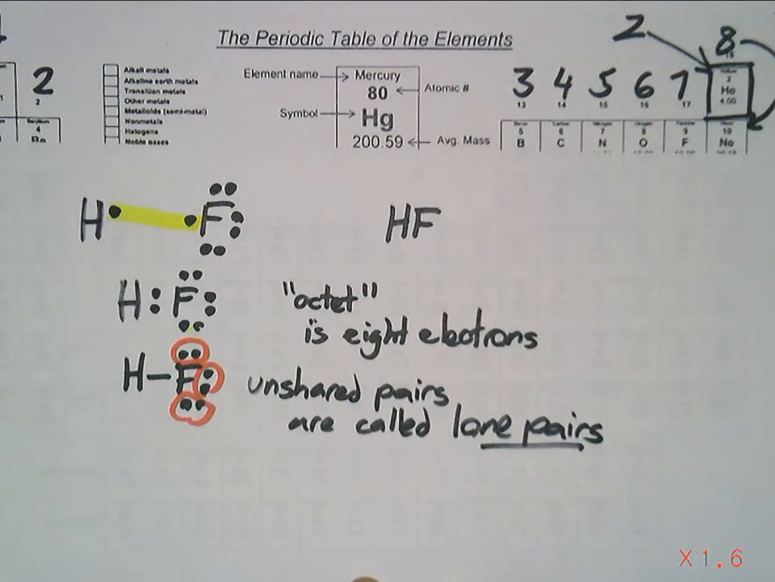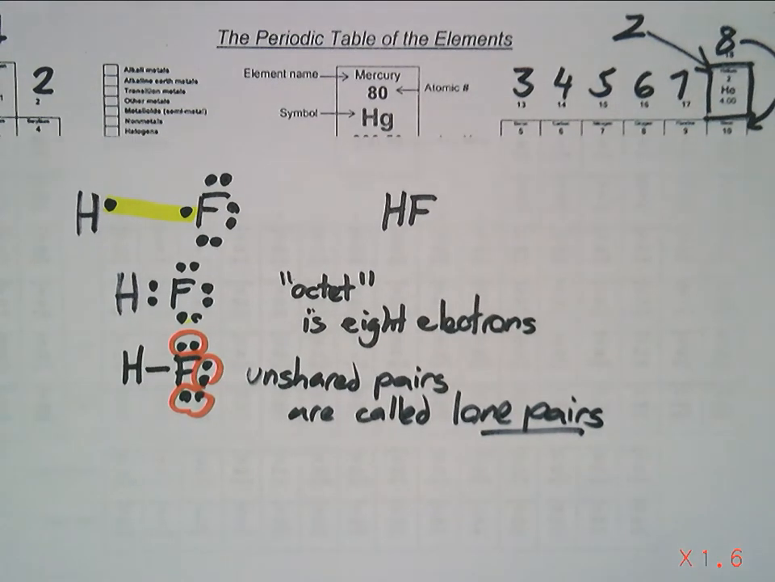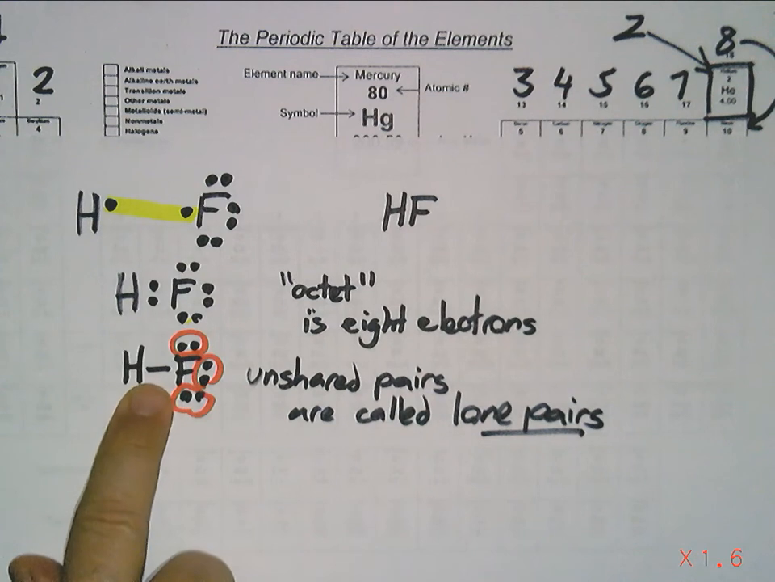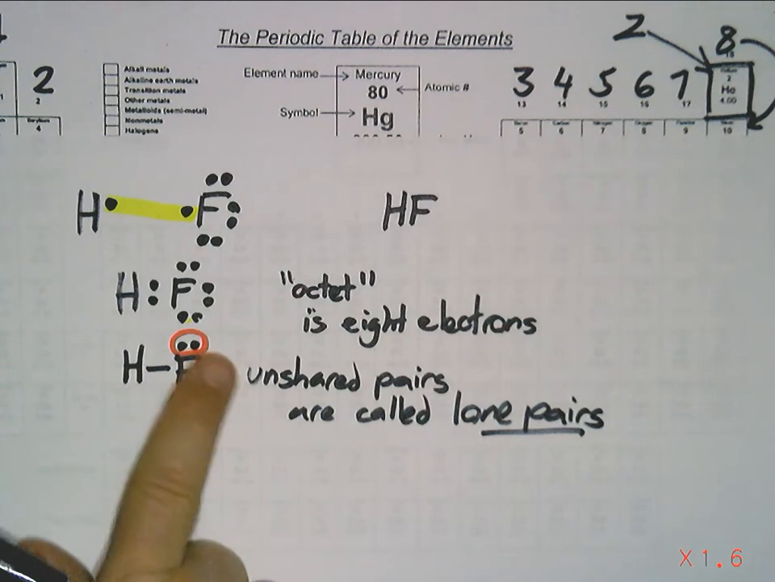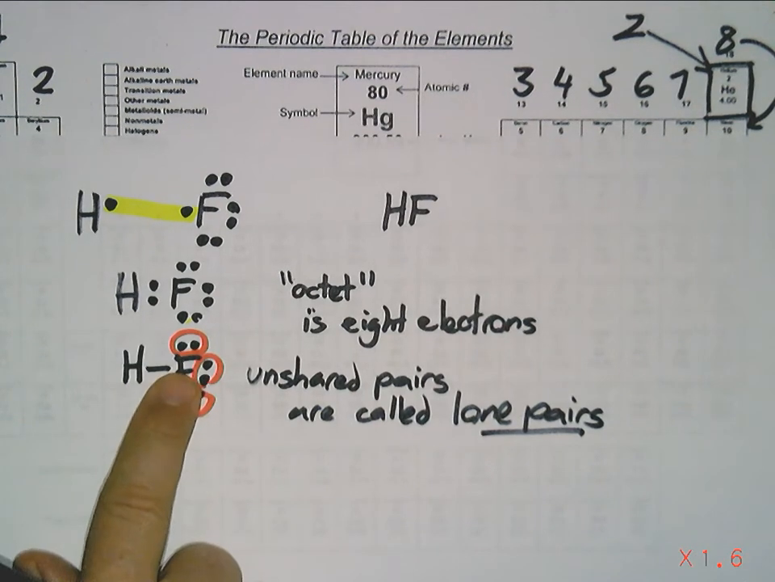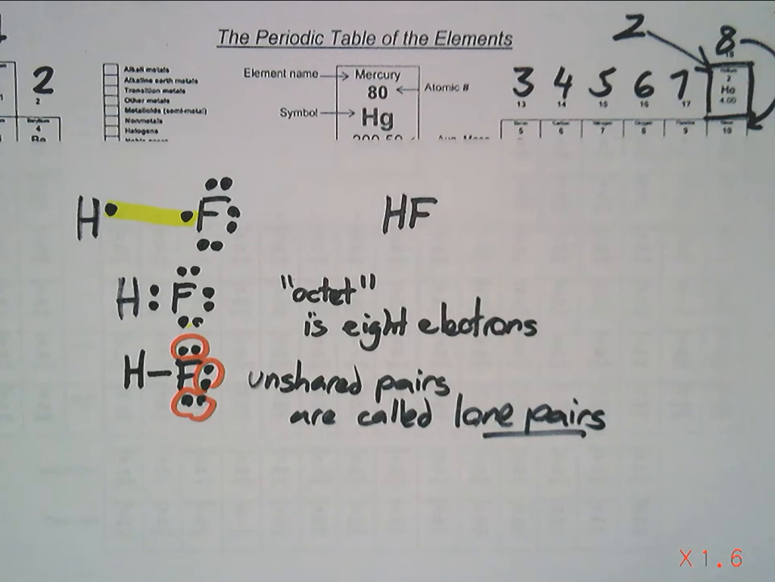So if I want to describe the Lewis structure that I just drew to someone, I will say there is a bonding pair between the hydrogen and the fluorine. And there are 3 lone pairs on the fluorine, I can say. Let's do another one.